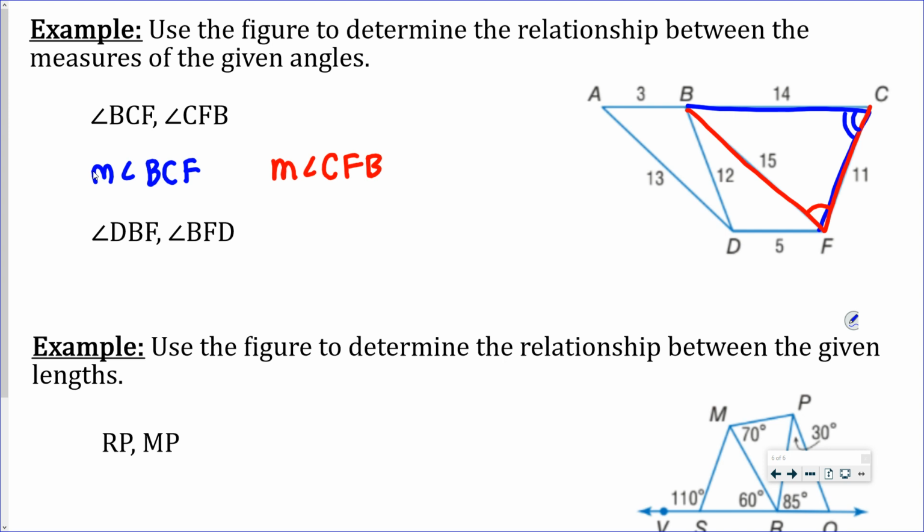So across from angle BCF is a side length of 15, and across from angle CFB is a side length of 14. Is the blue angle going to be greater or less than the red angle? Greater. It's across from 15, greater than 14, right? See what I'm thinking there?